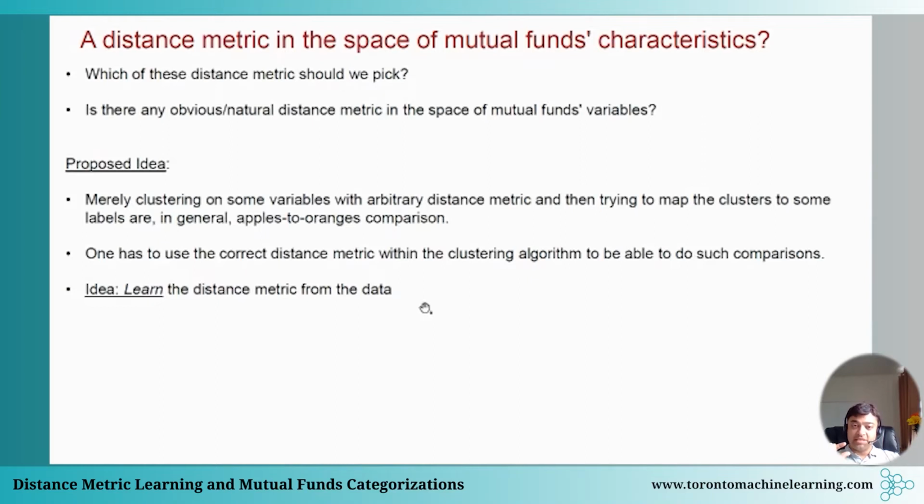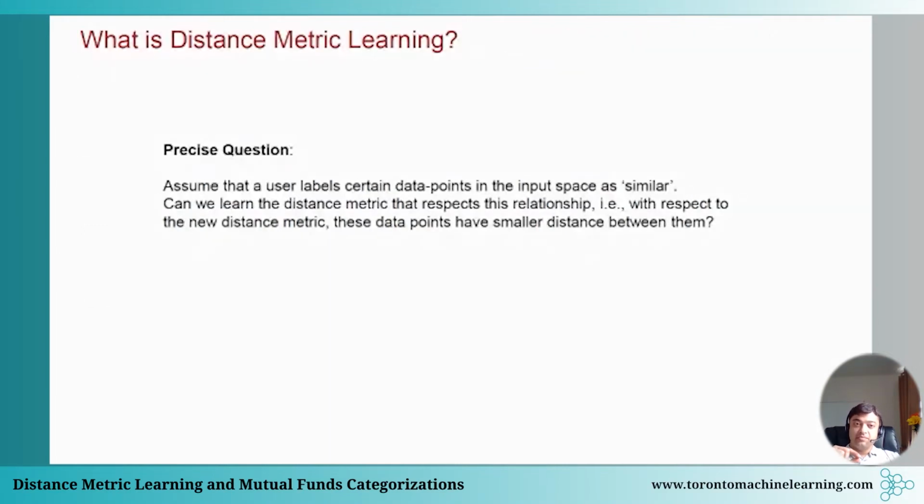Once you have the correct distance metric, apply k-means, and hopefully it will reproduce all these Morningstar categories as clean clusters, even using k-means. So here is a precise question. Once you have all this labeled data, such as mutual funds' aggregate-level features and their categories, where the categories are the labels, can you reverse engineer the distance metric such that this new distance metric respects the labels?